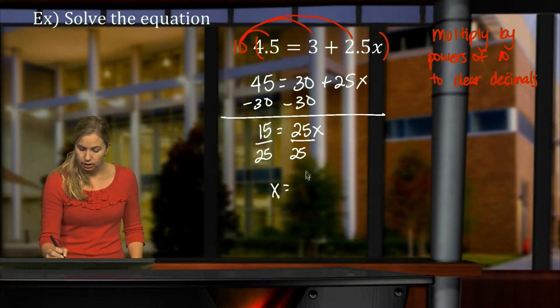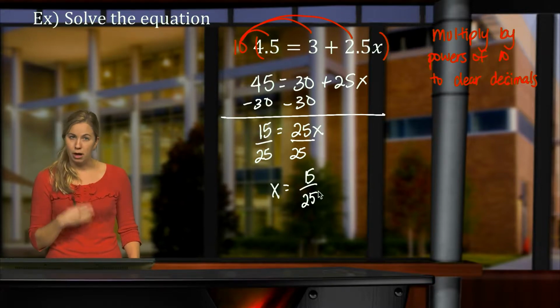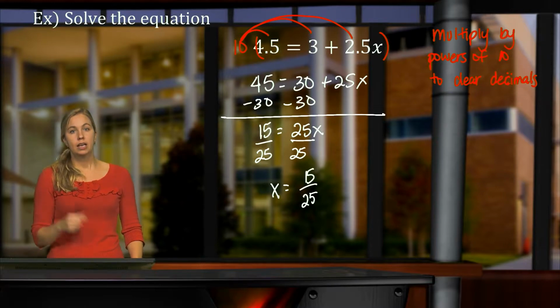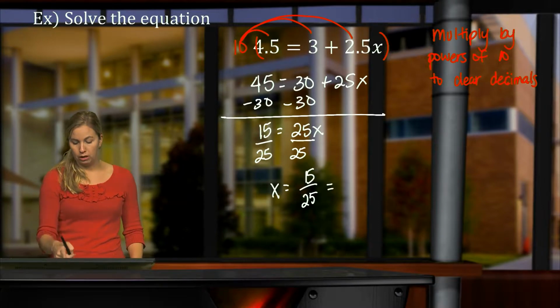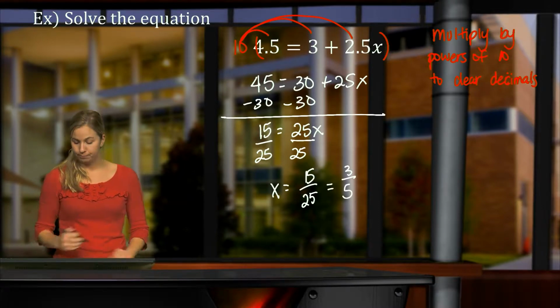Now, when we get x equals 15 over 25, it's important that you guys remember, this is my policy. I want you guys to make sure you simplify this fraction. Do not give me a decimal as your answer. So when we simplify this, both of these values are divisible by 5, so this is 3 over 5.